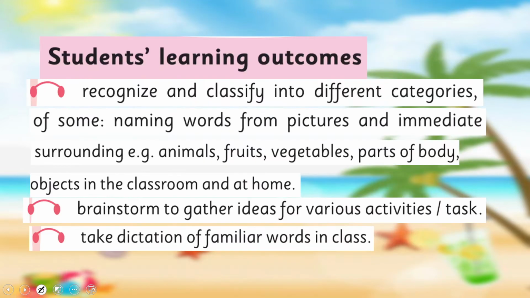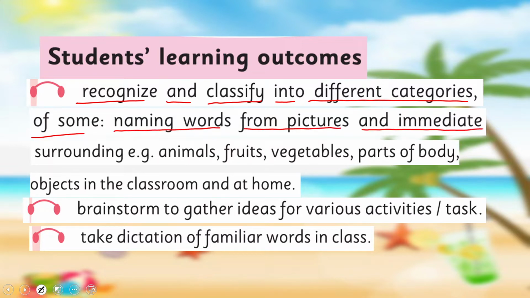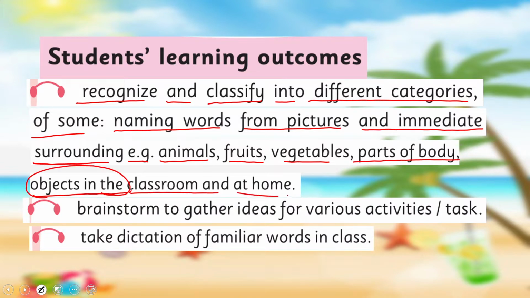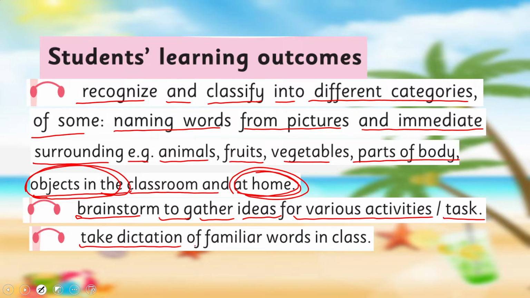And we are going to extend the practice to recognize and classify into different categories some naming words from pictures and immediate surroundings. For example, animals, fruits, vegetables, parts of body, objects in the classroom and at home. So for this SLO today, our focus will be objects at home. The next SLO is to brainstorm to gather ideas for various activities or tasks or take dictation of familiar words in class. So these are SLOs 1, 2 and 3 which we are going to cover today.